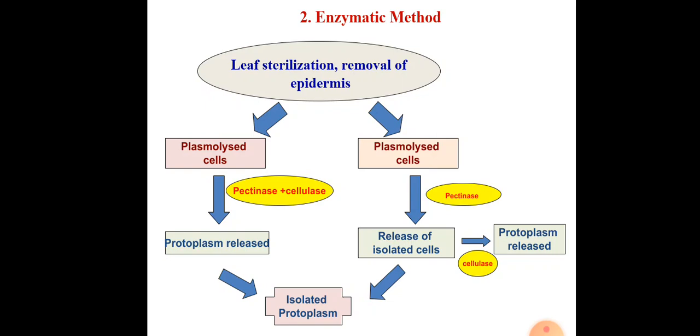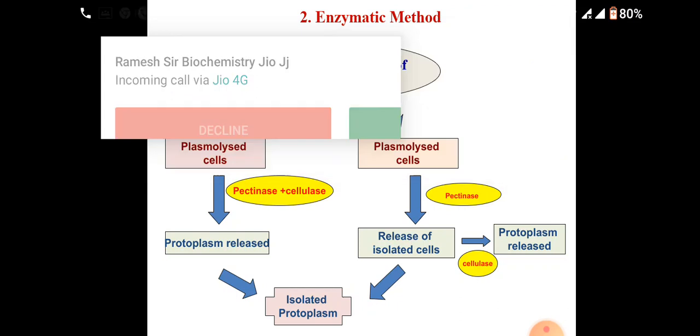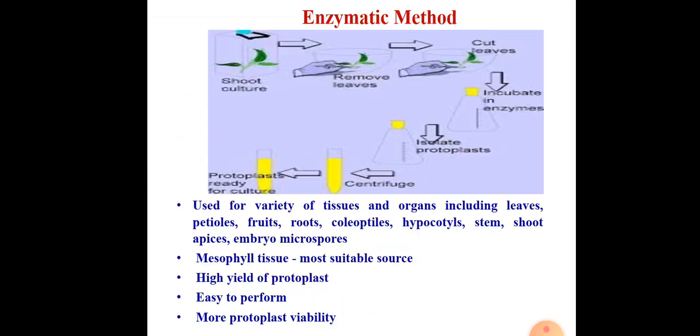Another method is to treat the plasmolyzed cells in two steps. First we apply the pectinase, and we get the released, isolated cells. The pectinase is used to isolate the cells from the joining of two cells. This is followed by cellulase applied for the protoplast isolation. Now we have the isolated protoplasts. In the next enzymatic method, in this slide we can see shoot culture, and we take the leaves and cut them into very small pieces.